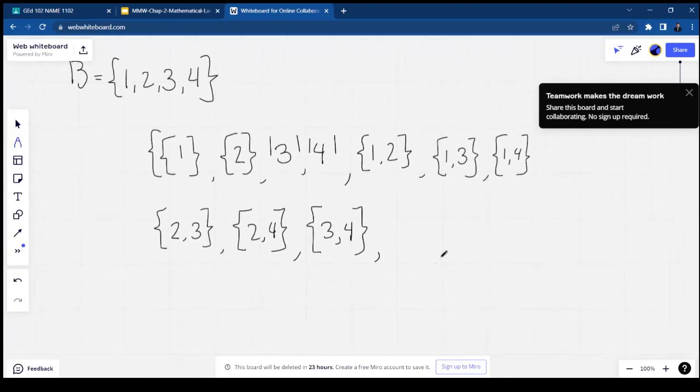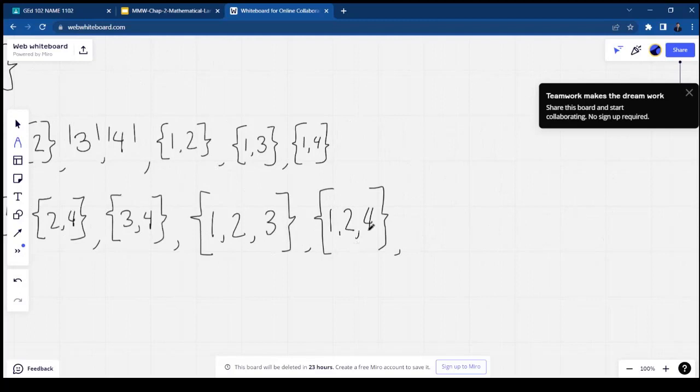So, after ng sets of 2, sets of 3. Ano ba sets of 3 natin? Sets of 3, meron tayong 1, 2, and 3. Then, meron tayong 1, 2, and 4. O, meron pang isa pa. Meron pa tayong 1, 3, and 4. O, may isa pa. O, set of, ano yung kasunod? 2, 3, 4. Okay, 2, 3, 4.